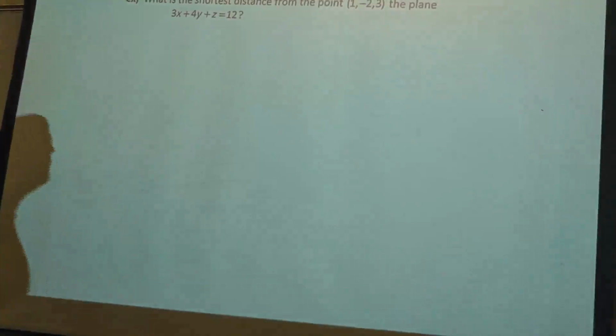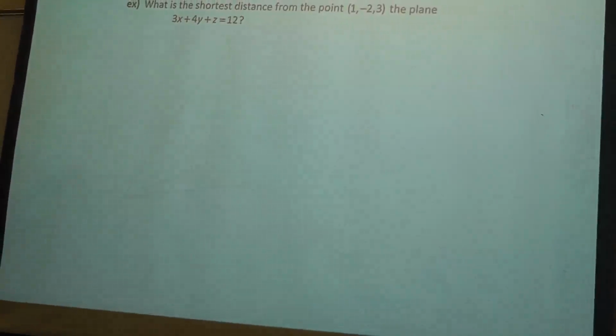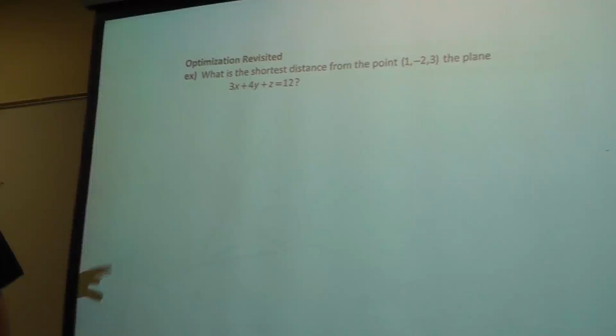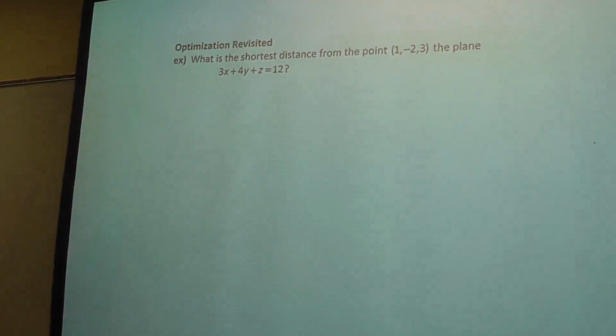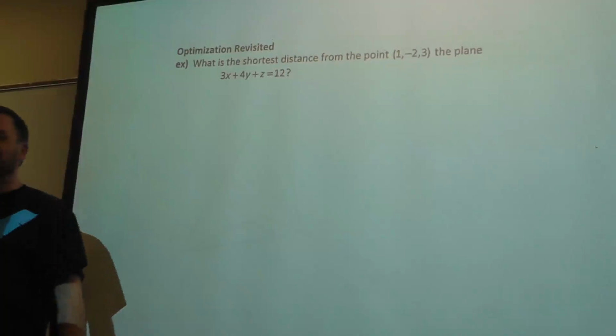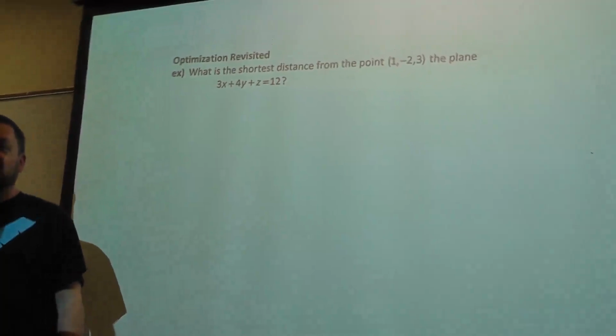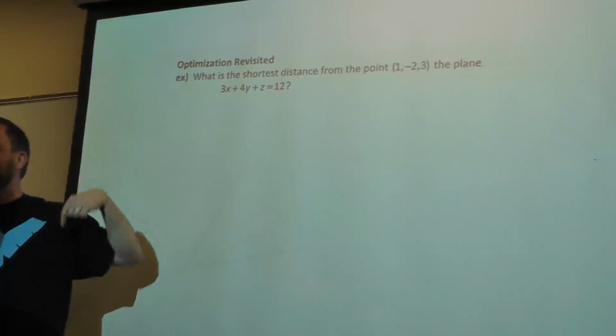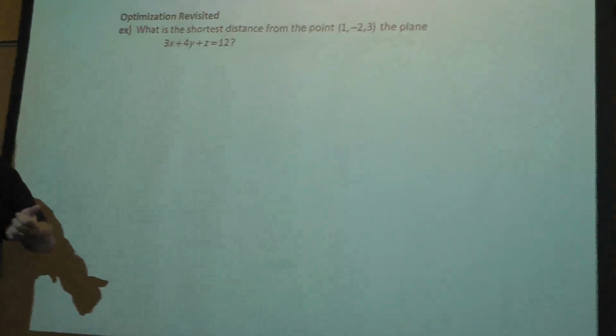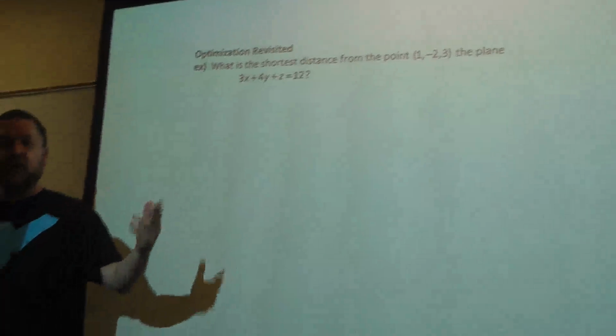Okay. What is the shortest distance from the point (1, -2, 3), some fixed point out there in space, to this plane? First thing you probably want to check is to make sure that point isn't on the plane, because otherwise this is a darn easy problem. If the point's already on the plane, the distance is 0. It's on the plane, there is no distance, so boom, solved.